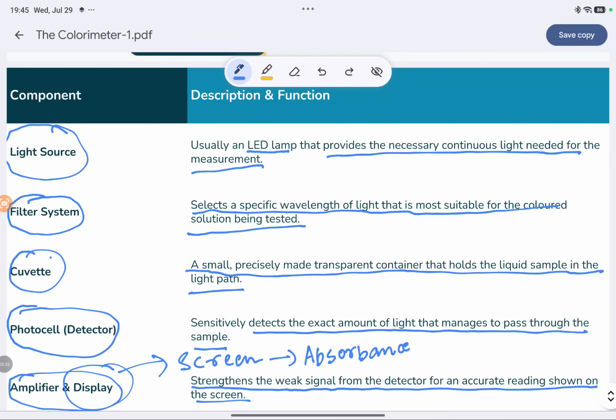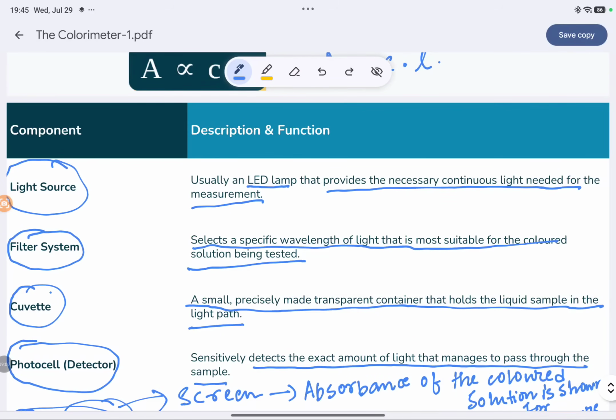The absorbance of the colored solution is shown for measurement.